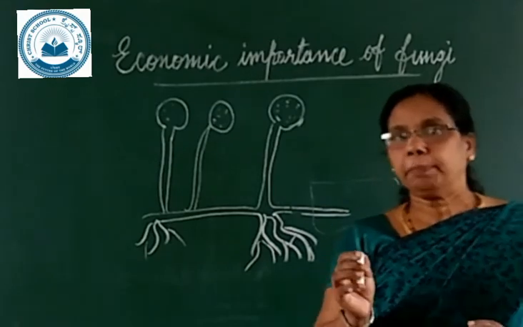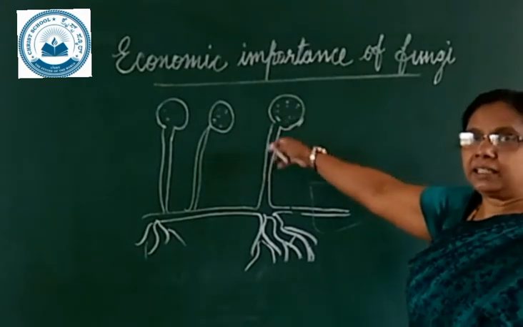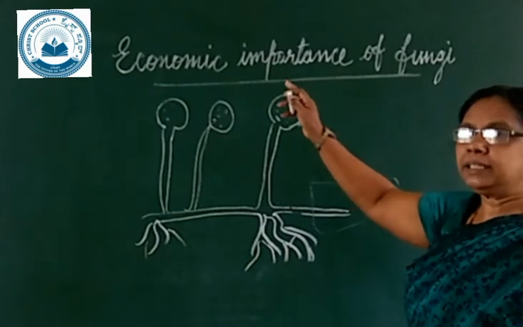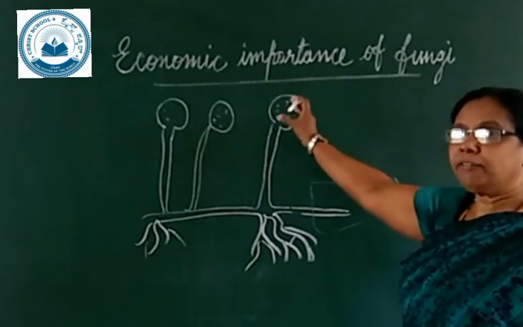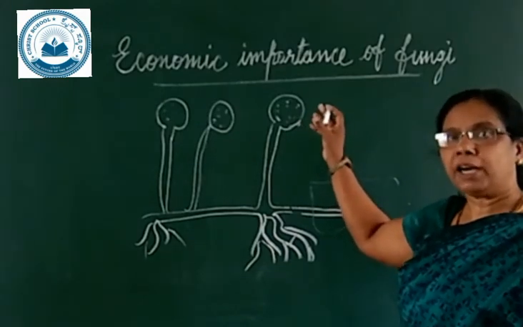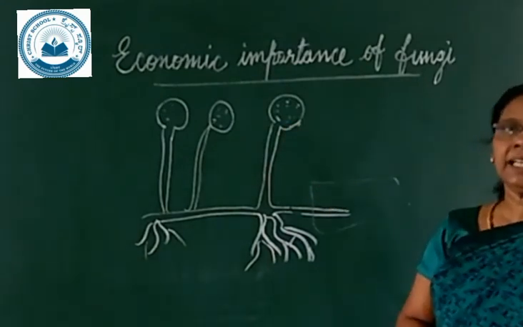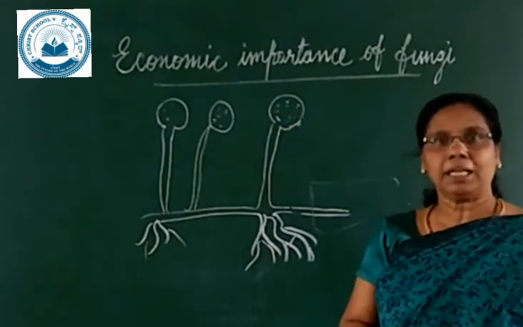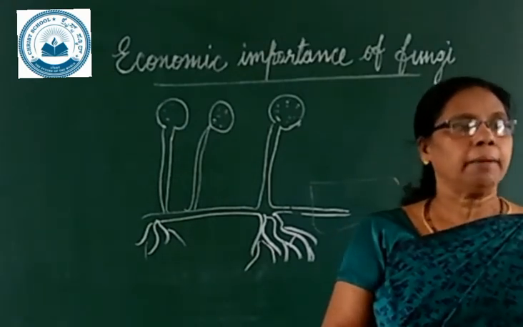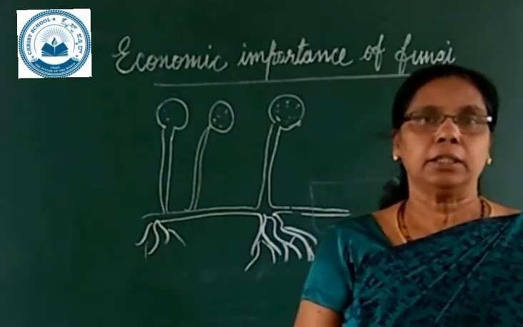And again at the time of reproduction, you can see an erect, straight structure forming, and at the end of this a swollen structure is formed, which is called the sporangium. The sporangium breaks open, and what will be coming outside? The spores. When these spores reach a suitable substratum like bread or something, they start to grow there. That's all about Rhizopus, which is a bread mold.